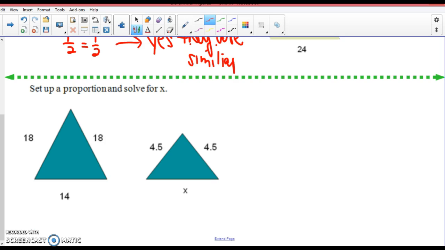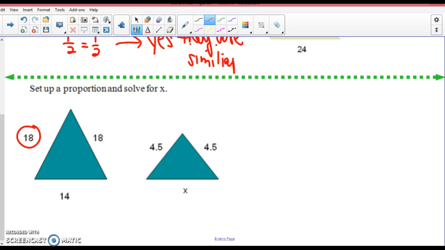Now, triangles, they're going to have to tell you that they're proportional. You can't just assume that they are. Pretend that the directions said that they were proportional. So, I'm going to circle sides that correspond.